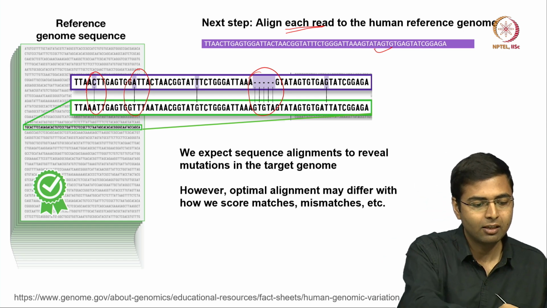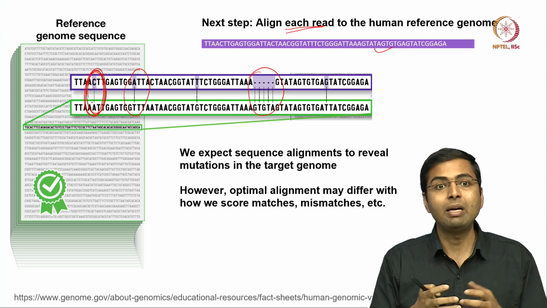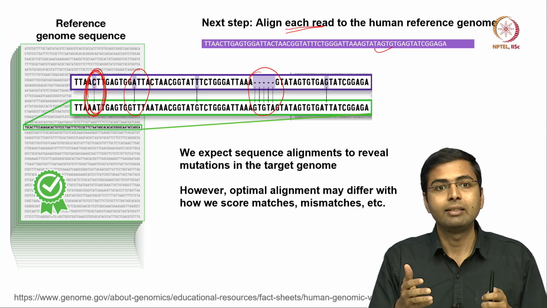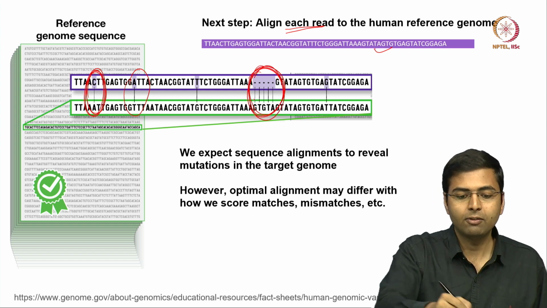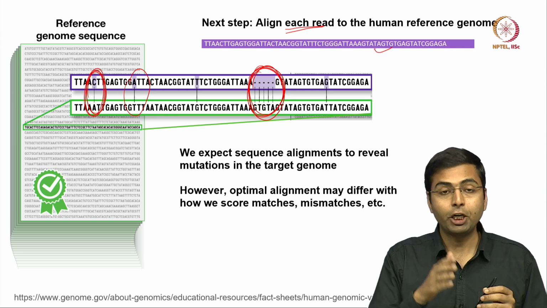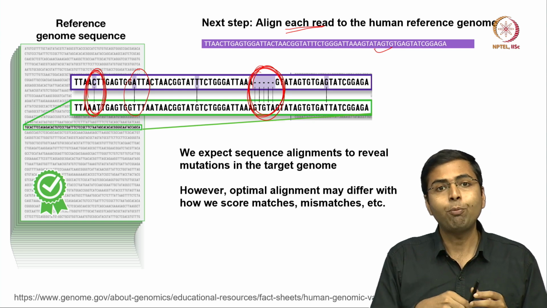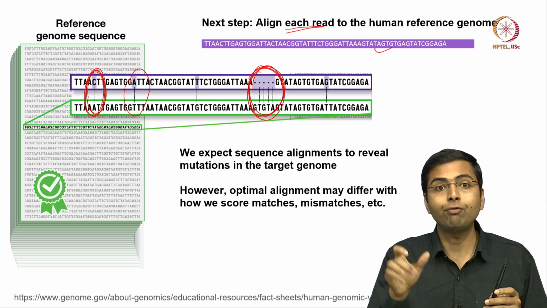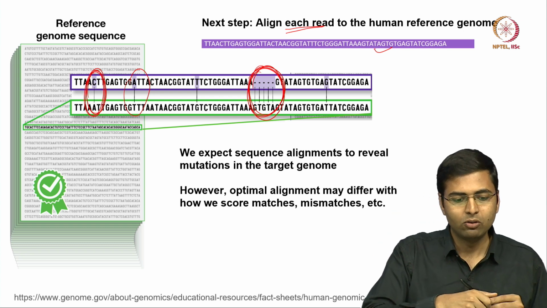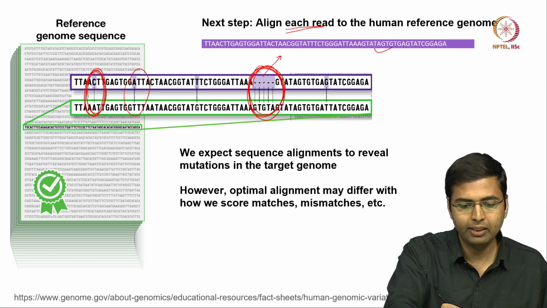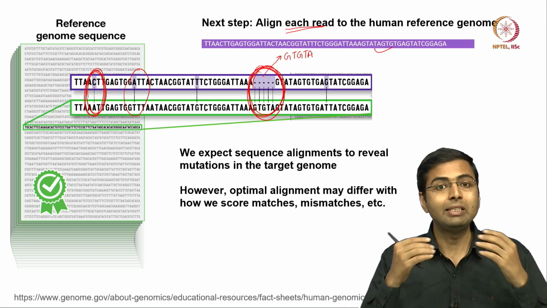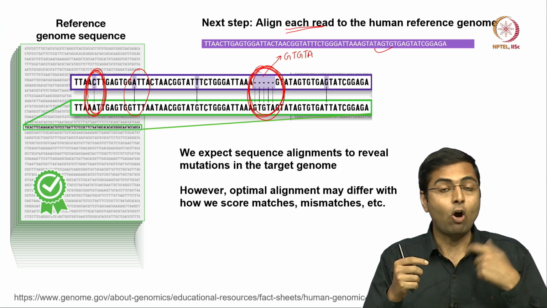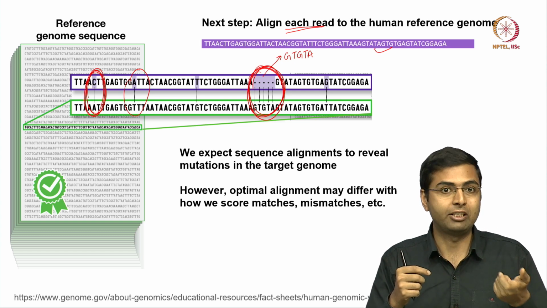Now, we expect that such alignments will reveal the true mutations in the target genome. For example, this particular difference in the alignment may be occurring due to a substitution mutation that has happened in the target genome. Similarly, this particular consecutive run of 5 space characters may point to the fact that there is an insertion of 5 characters in the target genome. So, in this case actually it is a deletion of 5 characters. The characters G, T, G, G, A are deleted. So, the optimal sequence alignment should reveal the target mutations that we want to study.